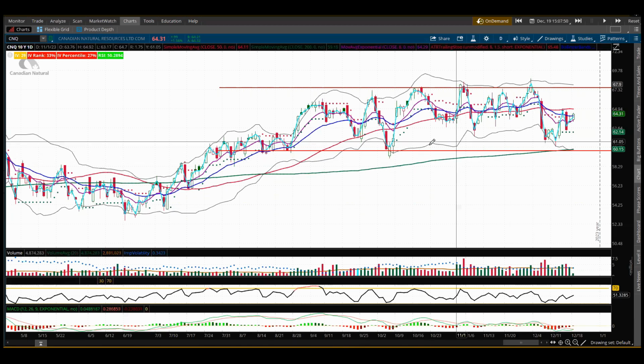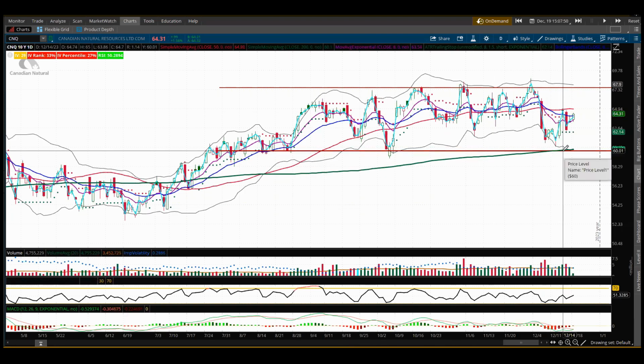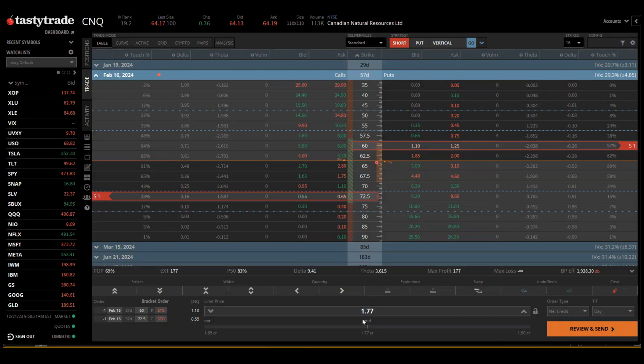Remember, at $60 we have really strong support, but we also have the 200-day moving average. So I'm comfortable that if this stock were to come back down to 60, or even if it broke down below 60, I'd be comfortable purchasing the stock at that price. What that does is allow us to collect a little more in premium. Now we're collecting $1.77. So it moves our break-even points a little higher above the call and a little lower below the put.